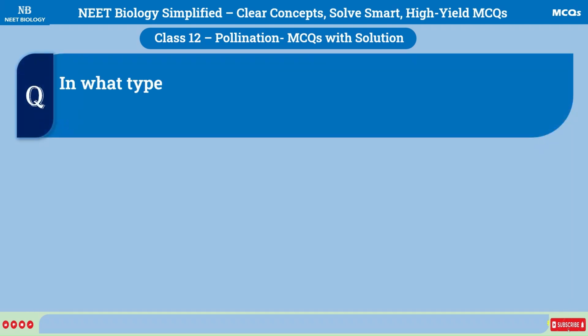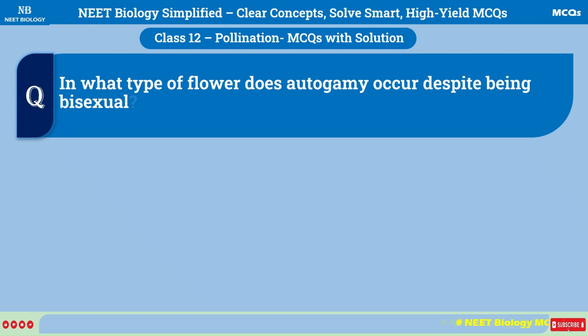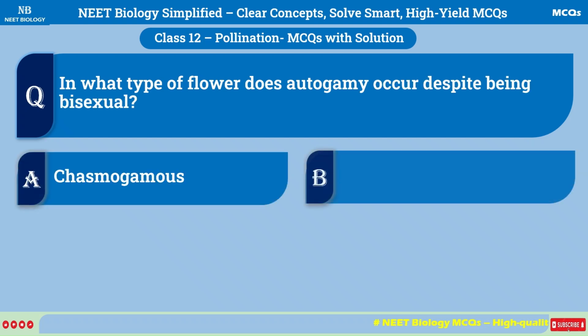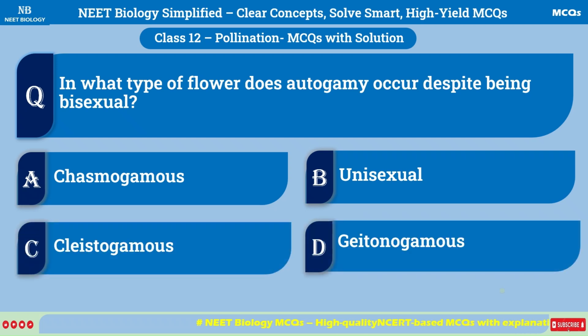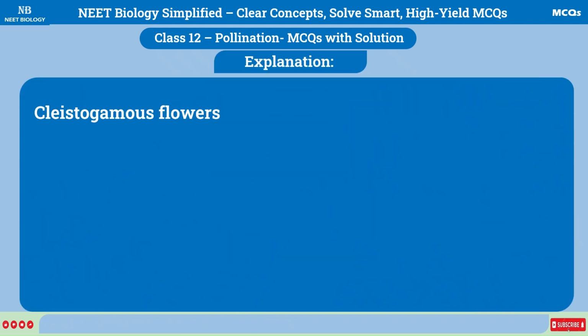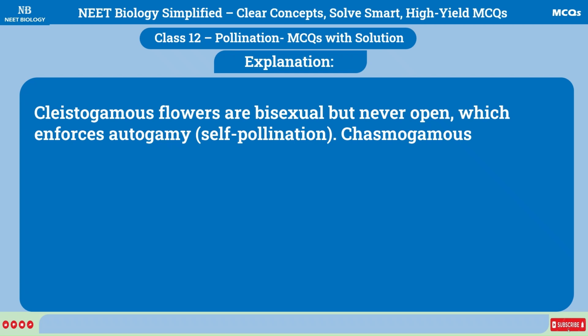In what type of flower does autogamy occur despite being bisexual? A. Chasmogamous. B. Unisexual. C. Cleistogamous. D. Geitonogamy. Correct answer is C. Cleistogamous. Explanation: Cleistogamous flowers are bisexual but never open, which enforces autogamy, self-pollination.